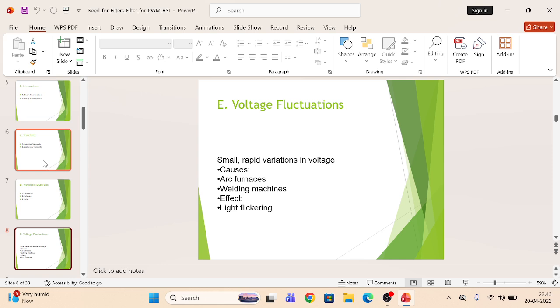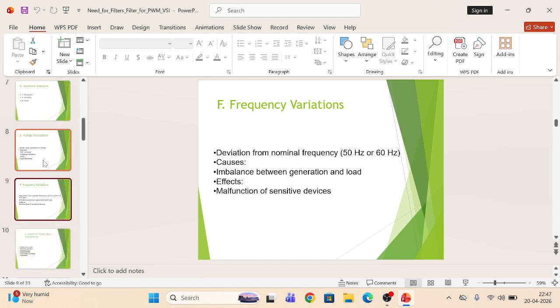Then voltage fluctuation. Voltage fluctuations are small repeated changes in voltage. This can cause light flickering, especially near a welding machine. Then frequency variation. Frequency variation occurs when there is an imbalance between power generation and load. This can affect sensitive equipment.